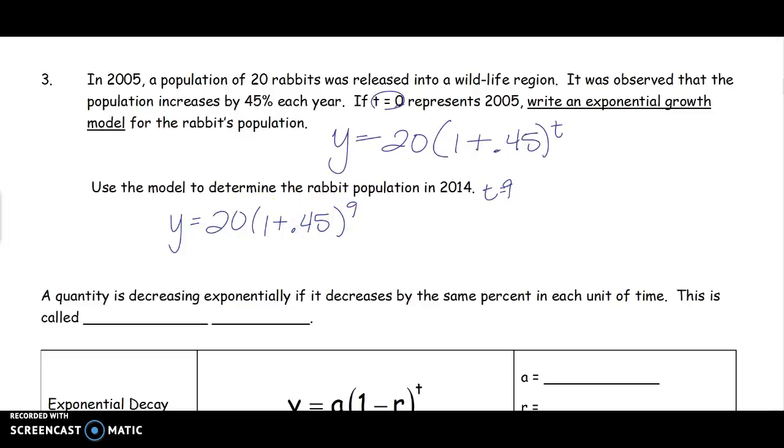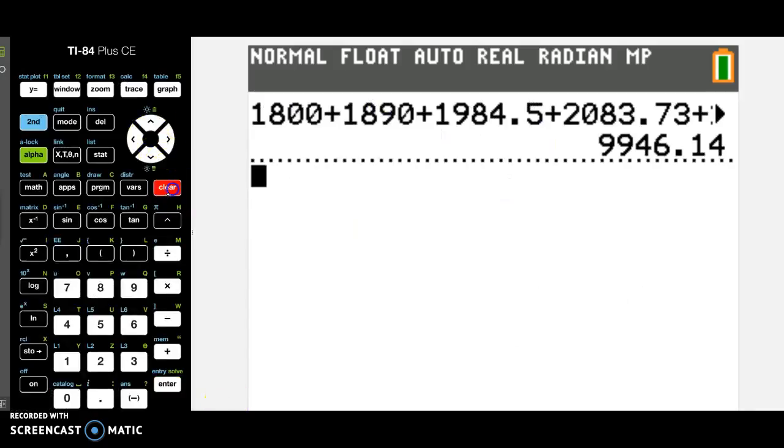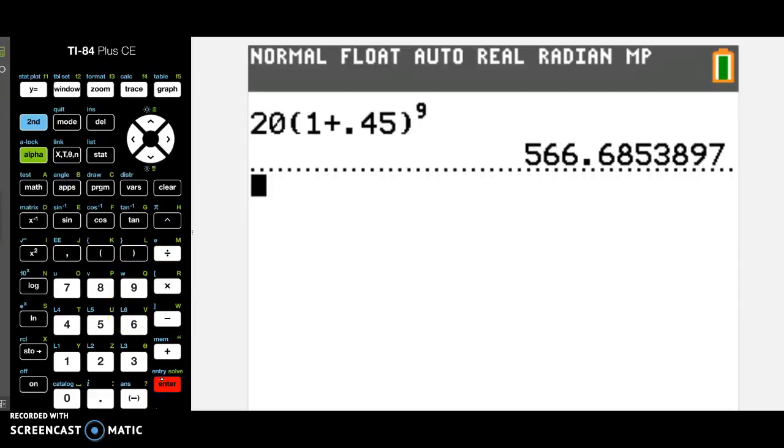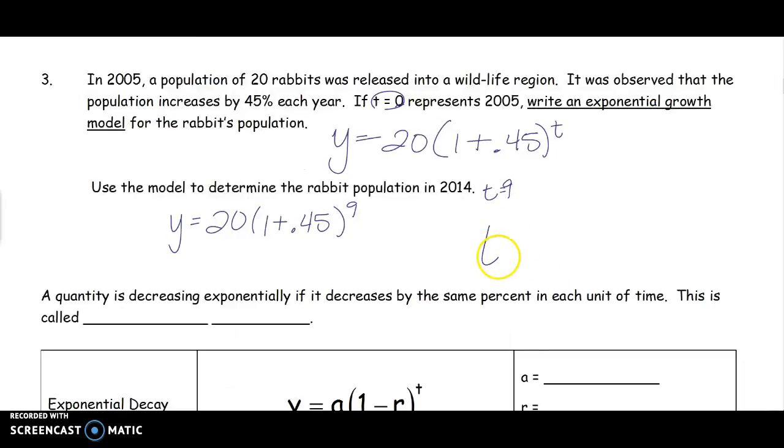So we would say, let's clear that, 20 times 1 plus 0.45, because it's 45%, raised to the 9th power. And this gives you 566.69, but since we're talking about animals, we have to say 567. We'll round up. So that grew a lot in 9 years.